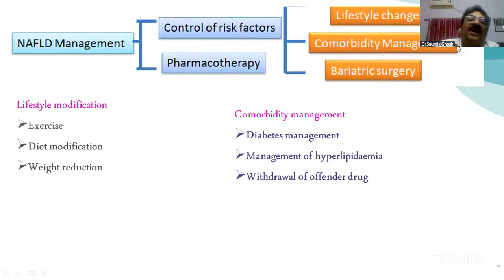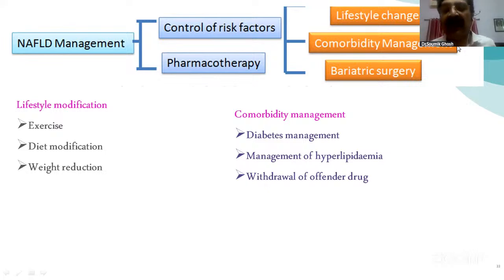For management of NAFLD, you have two ways. One is control of the risk factors, and second is pharmacotherapy. For that, integratedly, you have to change your lifestyle. You have to modify your comorbidities, and if needed, you can go for bariatric surgery to reduce body fat or simple carbohydrate intake, and to reduce the body weight also. For lifestyle modification, you have to give stress upon exercise, diet modification, and weight reduction. For comorbidity management, commonly we find diabetes, hyperlipidemia, and withdrawal of offending drugs.